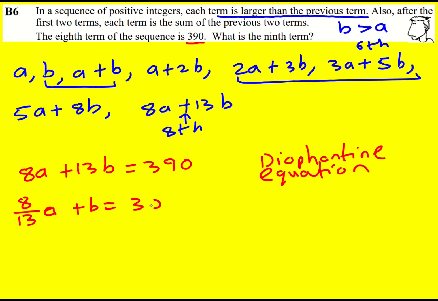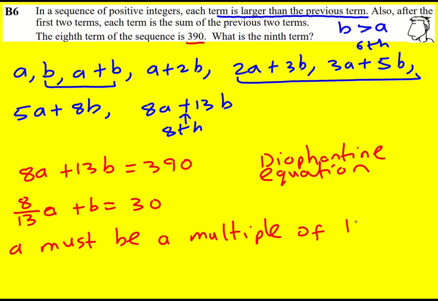And the reason that this is really useful is, remember, a is a whole number, and then we're finding 8/13 of it. So a must be a multiple of 13. Now it can't equal 0. That would be one possibility, but we're told that they're positive integers. So I'm going to try out 13. Then I would get 8 plus b is 30, so b would equal 22. So that could be a possible answer because b is greater than a.